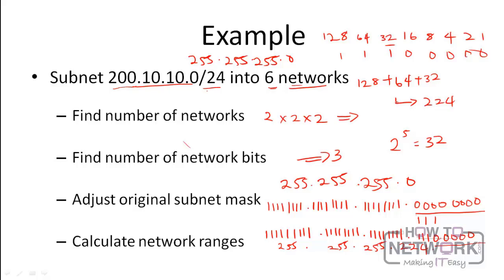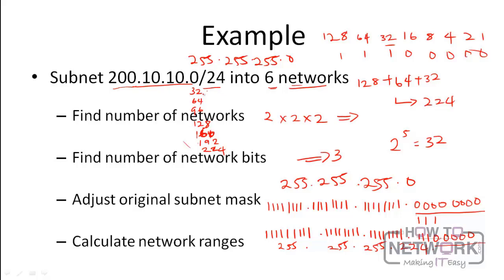So based on this block size, we know that our networks would be in increments of 32. So for instance, our first network would be 200.10.10.0. The next one then would be 200.10.10.32. The next one would be 200.10.10.64. The next one would be 200.10.10.96, 128, 160. Next one would be 192. The next one would be 224. So we just keep adding 32 to get the networks.